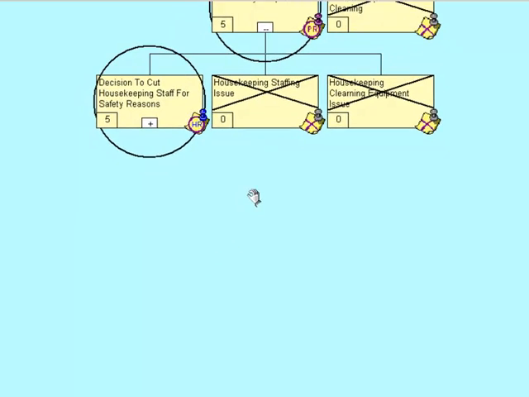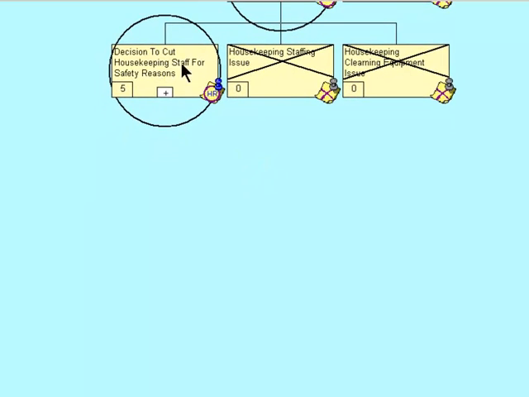We could have had a hospital staffing issue. Maybe in housekeeping we didn't have the number of people that we needed to clean properly. This was not the case. There was a decision to cut the housekeeping staff for safety reasons in the MRI suite. I emphasize this because there was a decision to keep the housekeeping staff out of the MRI suite for safety reasons. Now this becomes a human root because it's a decision error.